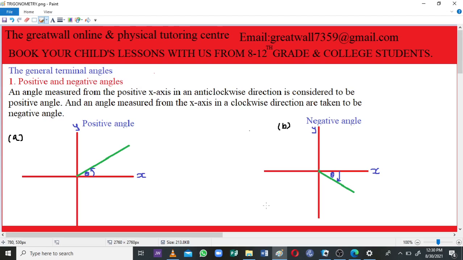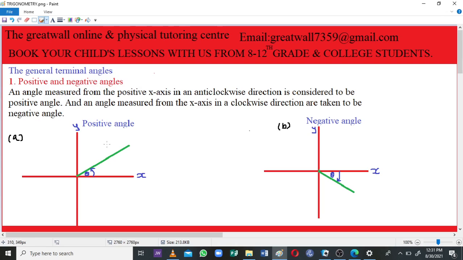Angles. This is an introduction to trigonometry. We are going to learn what positive and negative angles are. From the definition, an angle measured from the positive x-axis in an anti-clockwise direction is considered to be a positive angle. An angle measured from the x-axis in a clockwise direction is taken to be a negative angle. And this is what has been illustrated in the diagrams below.